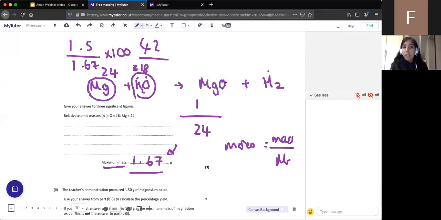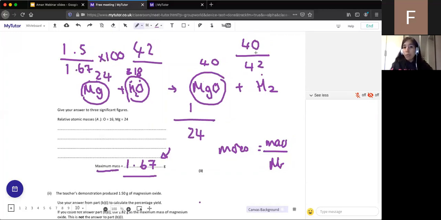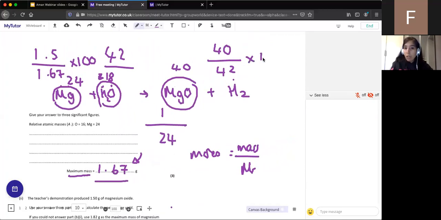And then the magnesium oxide, we look at the MR of that, and we already worked that out, which was just 24 plus 16, which was 40. So the atom economy is, well, what's the MR of the product we wanted, 40, divided by the MR of all of the reactants, which was 24 plus 18, which was 42. So the atom economy would be 40 divided by 42 times 100. Okay, so that's the atom economy.